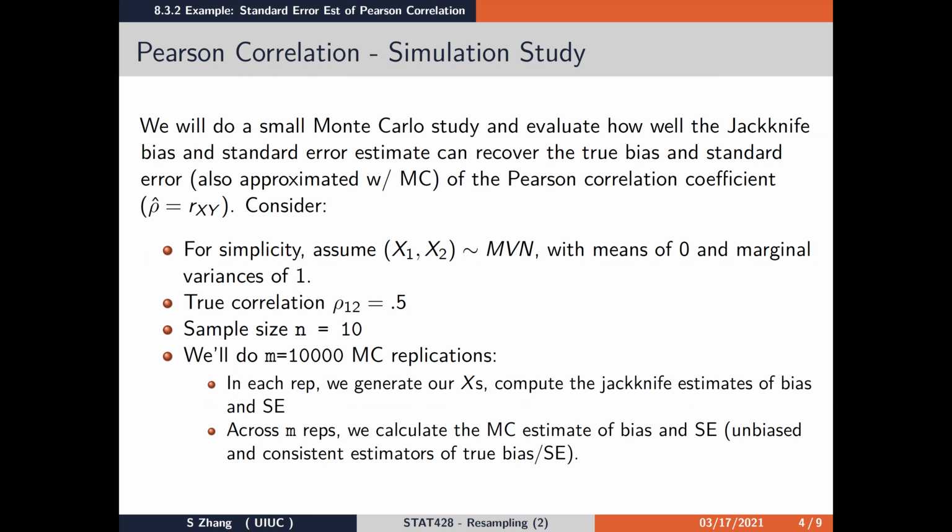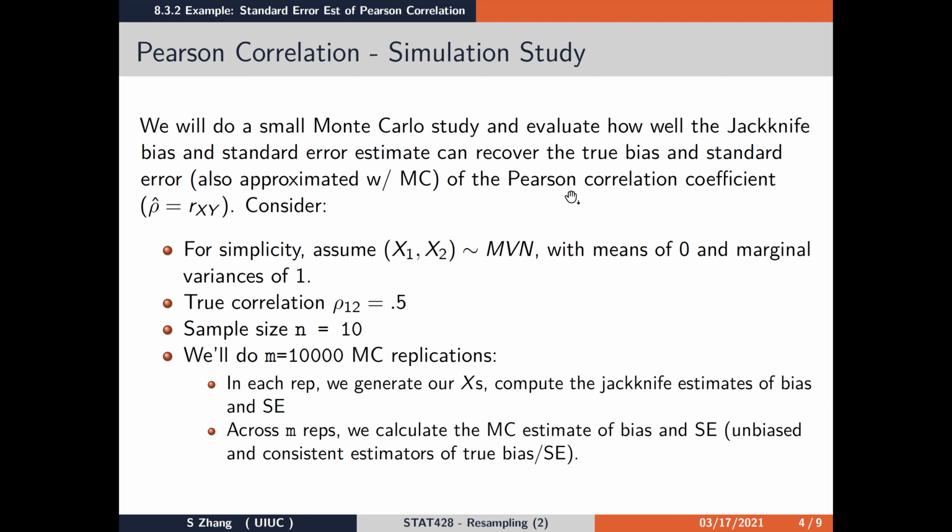So instead of using the analytic solutions for the bias and the standard error of Rxy, the Pearson correlation coefficient, we are going to approximate the true bias and standard error using Monte Carlo inference. If you recall from a few weeks ago, we can use Monte Carlo studies to estimate the bias and standard error for certain estimators. These estimates using Monte Carlo studies can approximate the true sampling distribution of our estimator. So the resulting bias and standard errors are unbiased and asymptotically consistent.